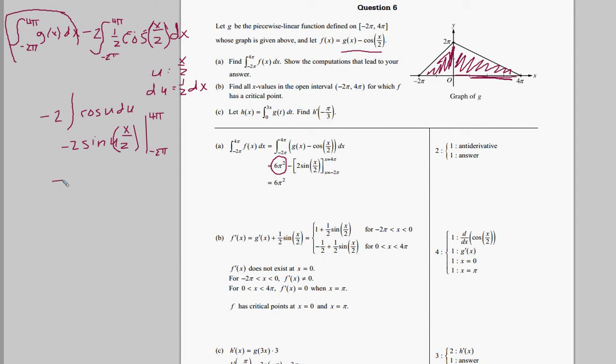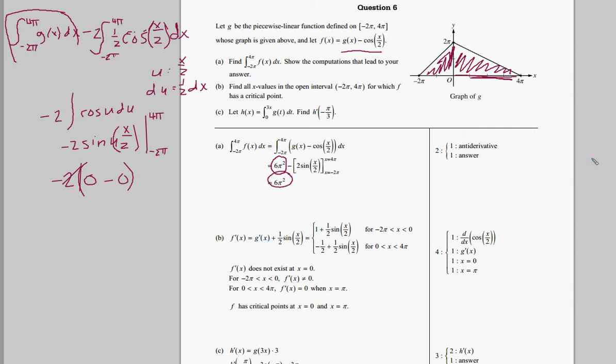So I have negative 2, the sine of 4 pi over 2. 4 pi over 2 is 2 pi, sine of 2 pi is 0. And then negative 2 pi over 2 is just negative pi, and again the sine of negative pi is also 0. So this is going to wipe out your negative 2, and so that is how we still end up with just 6 pi squared.